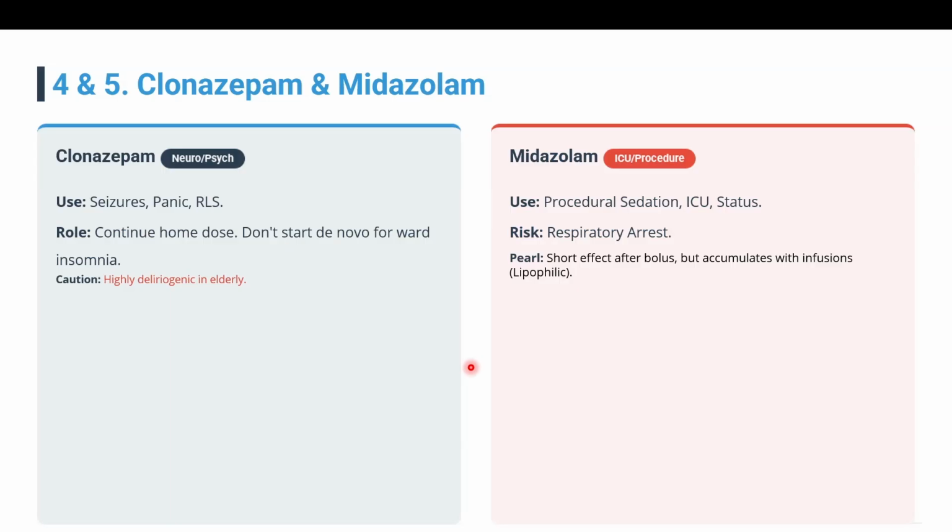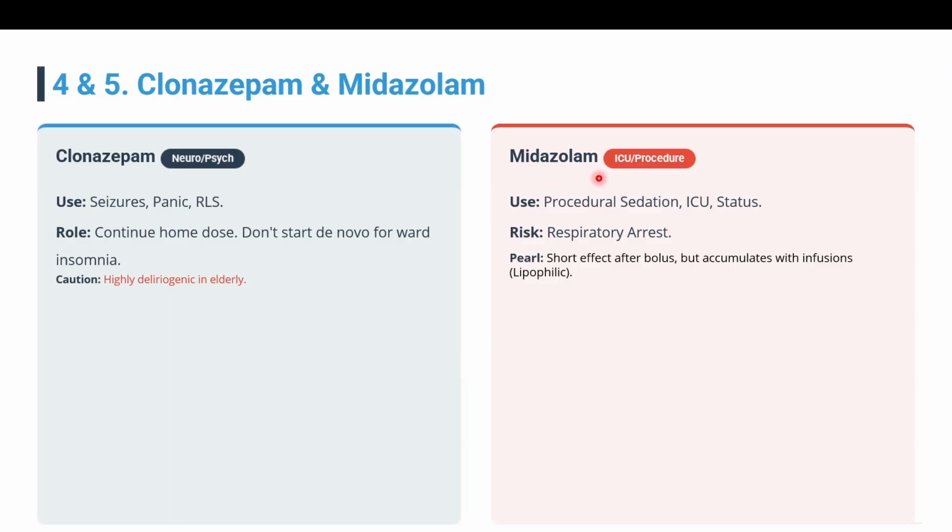Watch for excessive sedation on top of other CNS depressants. There is more incidence of worsening gait, falls, confusion in elderly on using clonazepam. So never use this as a first line hypnotic or anxiolytic. Don't start clonazepam from scratch for general insomnia and anxiety on a medical ward. In elderly and cognitive impairment, it is highly deliriogenic, so always use with caution.